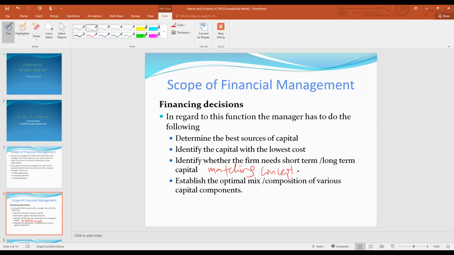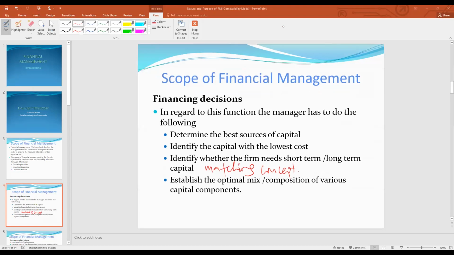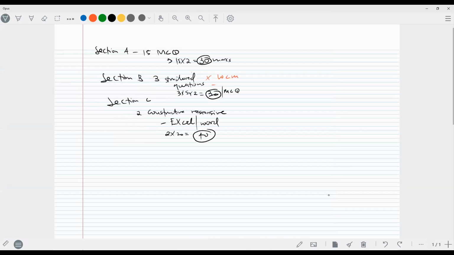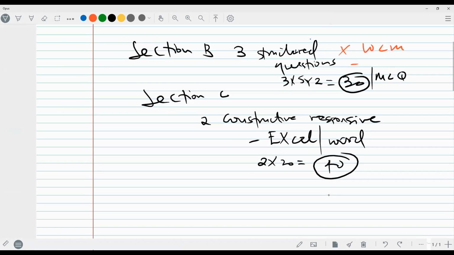Let me see if I can get my writing area. Okay, give me a second. I get my writing area. Okay, got it.